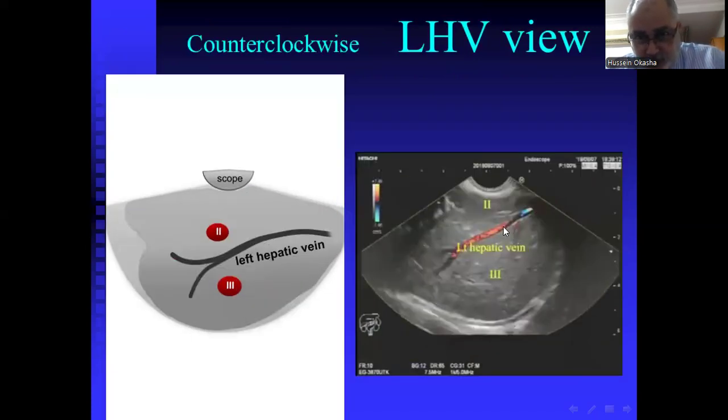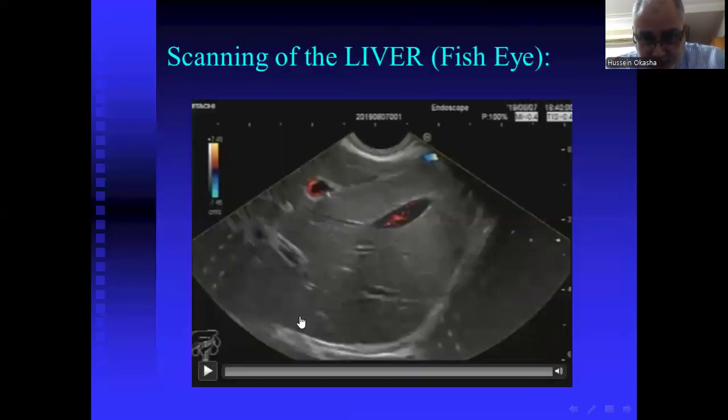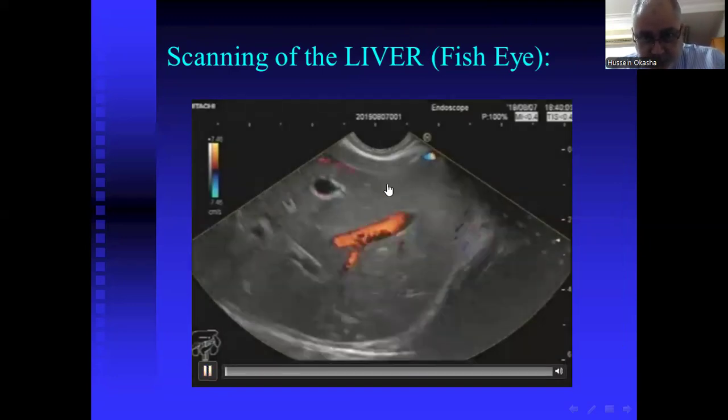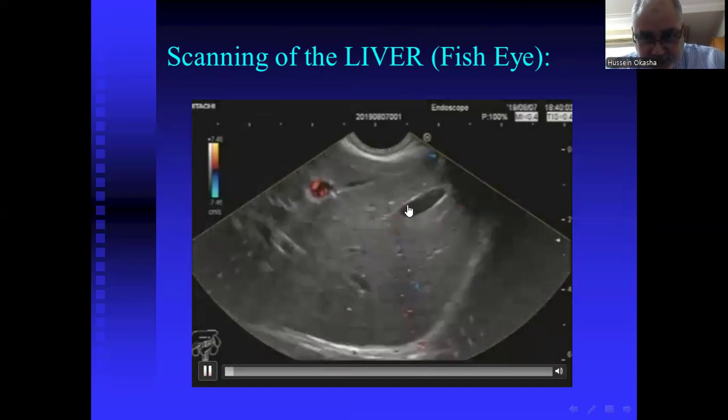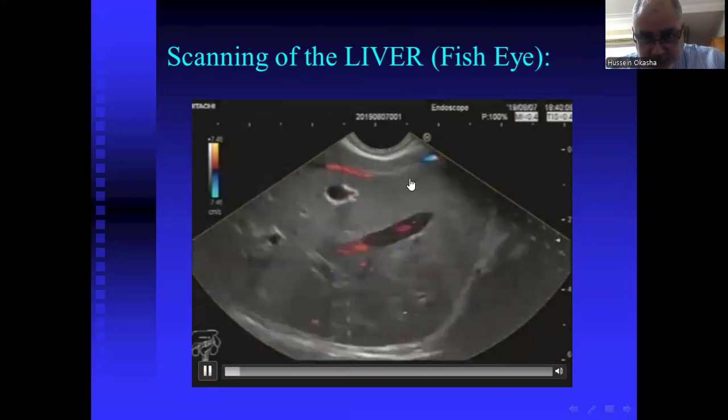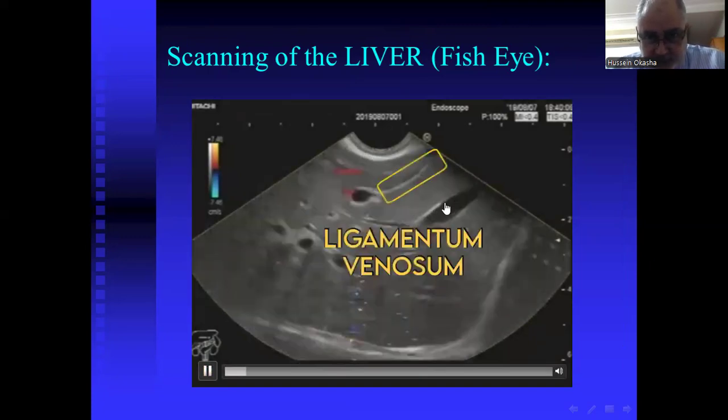We keep counterclockwise rotation to find the left hepatic vein, with segment 2 above and segment 3 below. To complete the examination of the liver, we go back to the landmark of the ligamentum venosum and the middle hepatic vein. Then we push the echo endoscope inside the patient gradually.